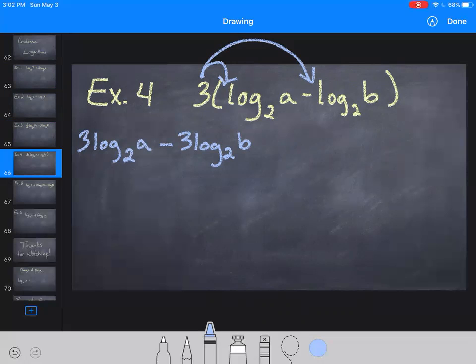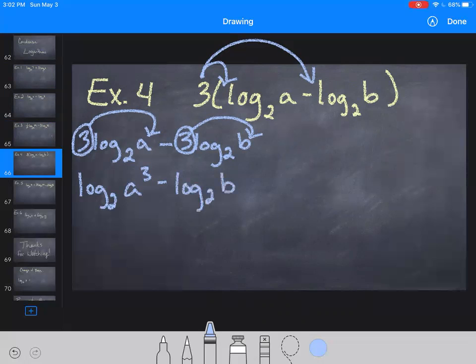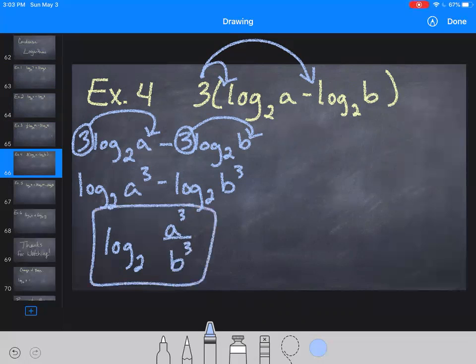Now, whenever I condense it, I'm going to put my coefficients back as exponents. And I end up with log base 2 of a cubed minus log base 2 of b cubed. Once I have that, because of the subtraction sign, when I condense, I know I'm going to have a fraction. I write the log base 2 one time, and I write a cubed in my numerator, and my b cubed is going to go in my denominator. So that's one way that we can write this.